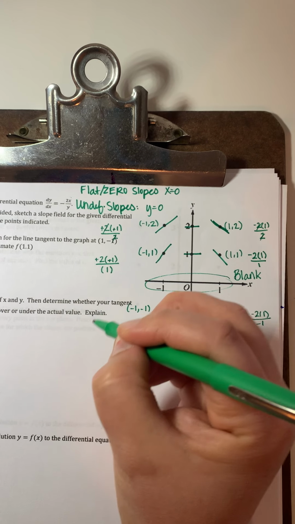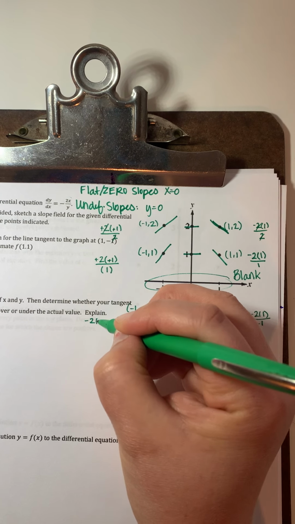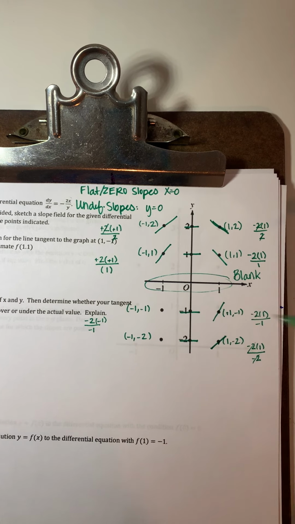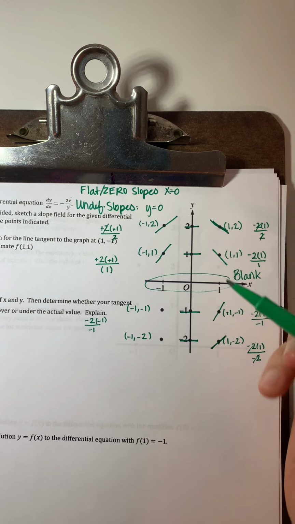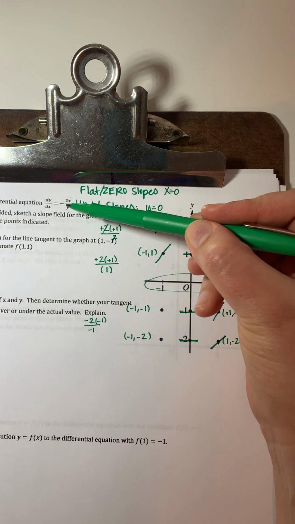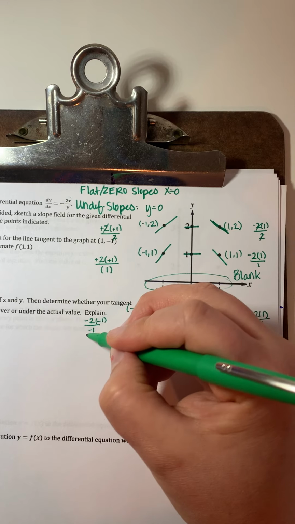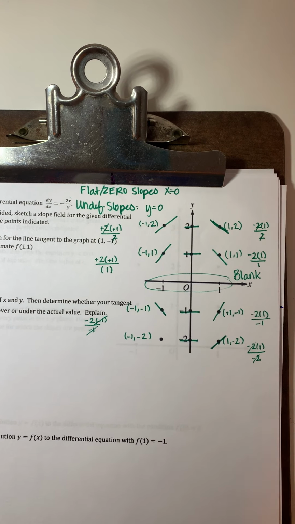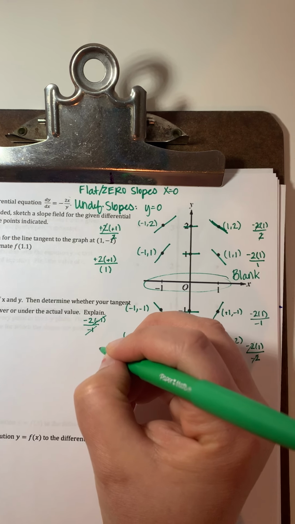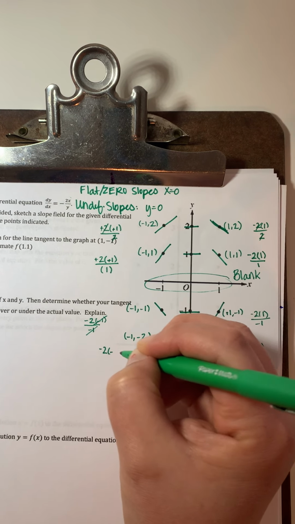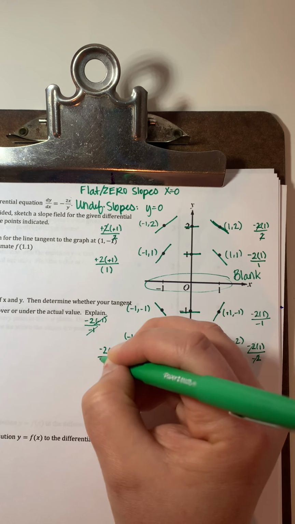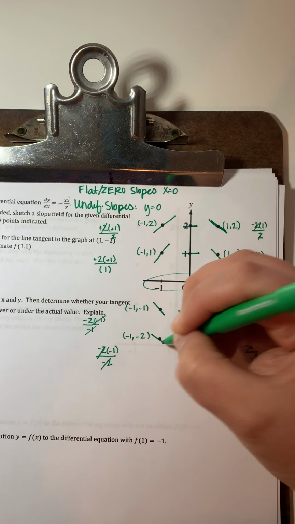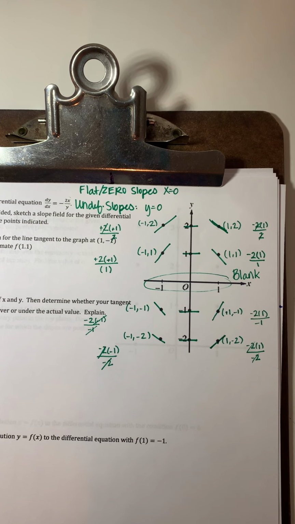Plug it in, negative 2 times x is a negative 1 divided by negative 1. Okay, these cross out. And now actually notice how many negatives we have here. I have a negative on the 2, a negative on the x coordinate, and a negative on the y coordinate. That means that 2 of these can cross out, but my result is going to come out negative, specifically negative 2. And then for my last one here, negative 2 times negative 1 divided by negative 2. These can cross out, but my slope is still a negative 1. Got it? All right, so part A is done.